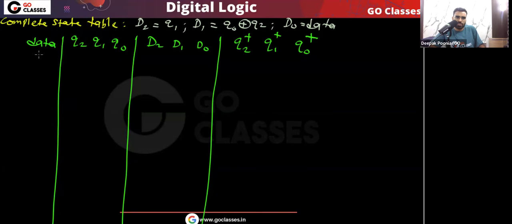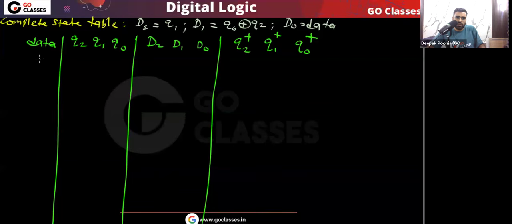So what are the possible combinations? You can see, when this data is 0, then there are 8 possibilities for the present state. Do you agree? Okay, so let me draw this in two different pages, so that it doesn't get very crowded.